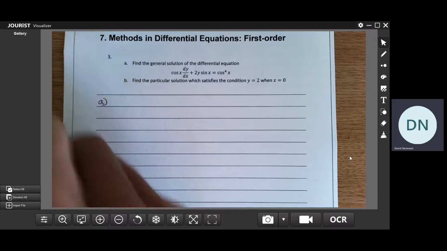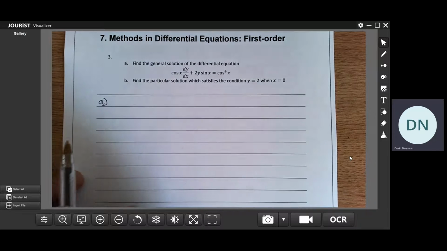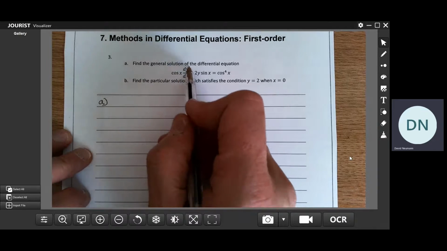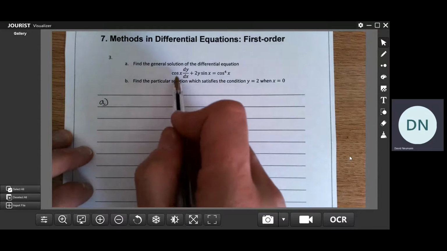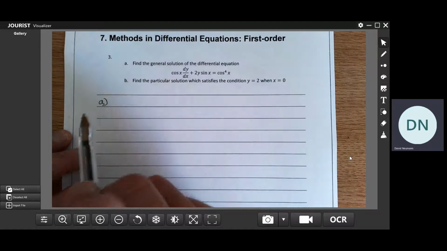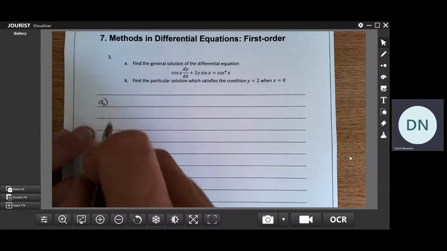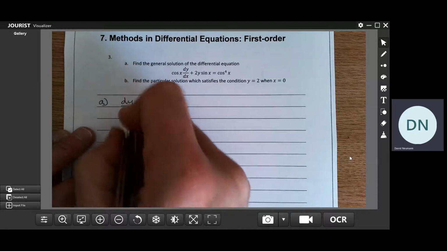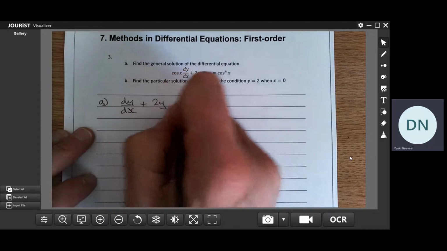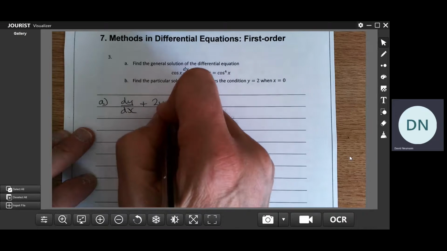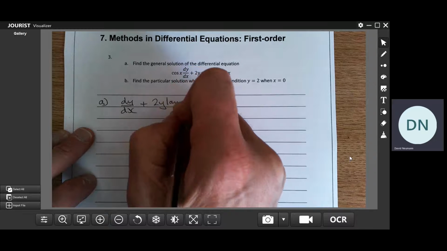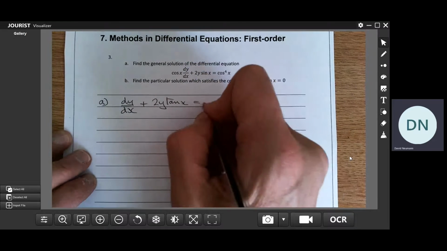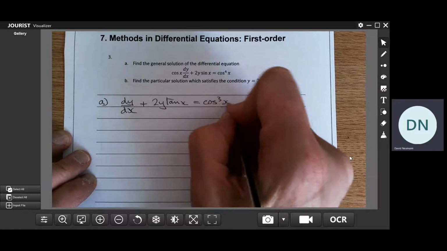So for part A, where we're finding the general solution, our first step is going to be to rearrange so that this first term is just dy by dx. So in this case, we need to divide through by cos x. So we're going to say dy by dx plus 2y sin x over cos x is tan x. Tan x is equal to, divide through on the right hand side, we just get cos cubed x.